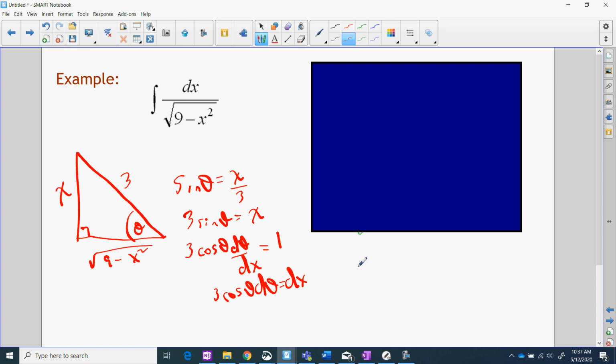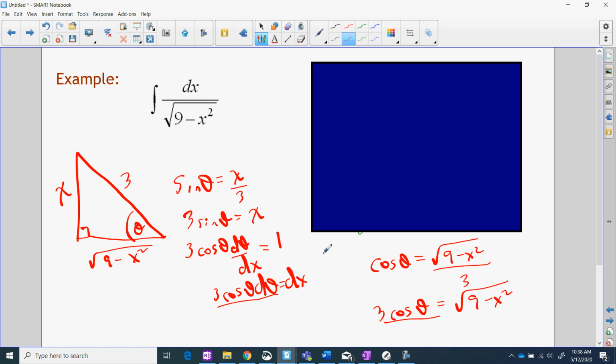So the easiest thing to do here is set up this ratio, cos theta is equal to adjacent over the hypotenuse. Multiply both sides by 3. And now you can see that I have 3 cos theta that is equal to the square root of 9 minus x squared. So I'm going to go up here, I'm going to replace the square root of 9 minus x squared with that expression. I'm going to replace dx with that expression, and we're going to recreate this integral and see what it looks like involving thetas.